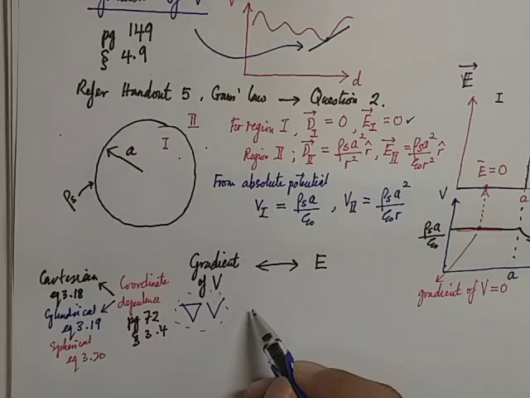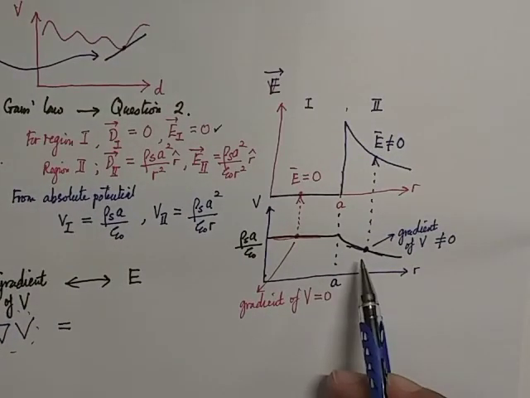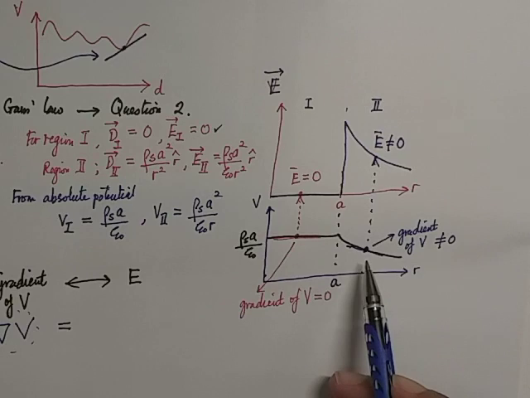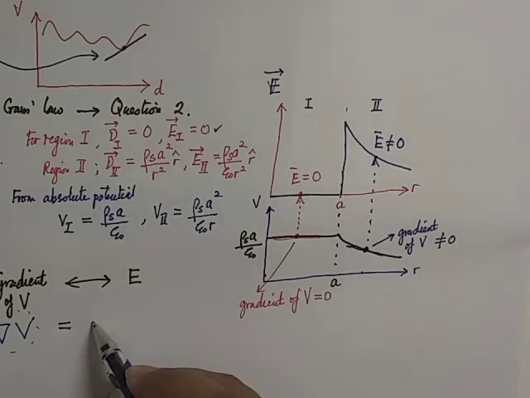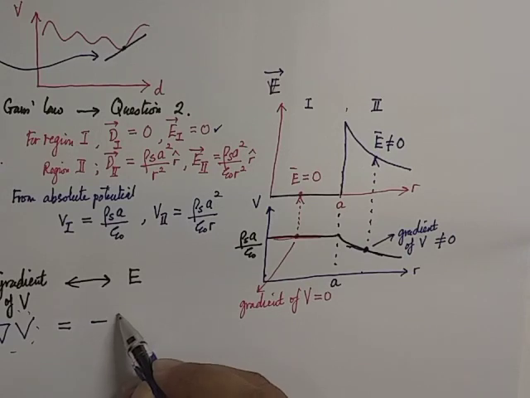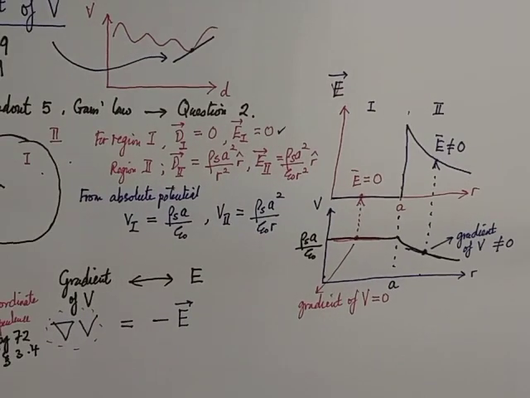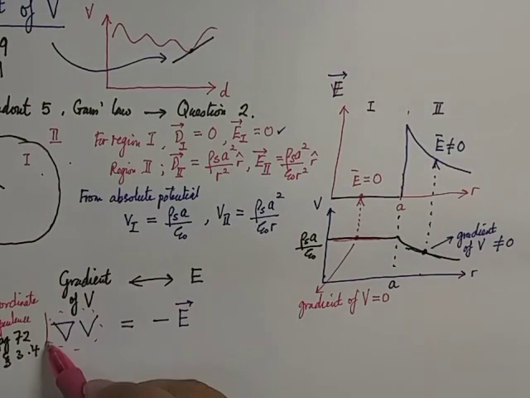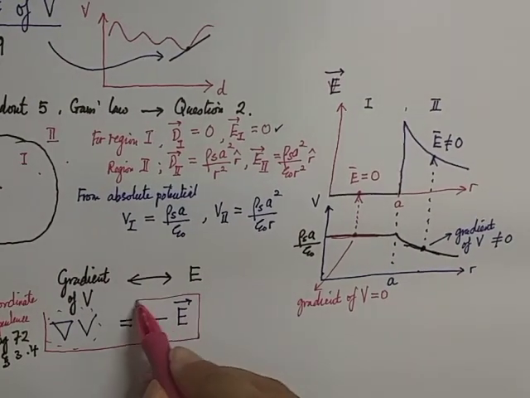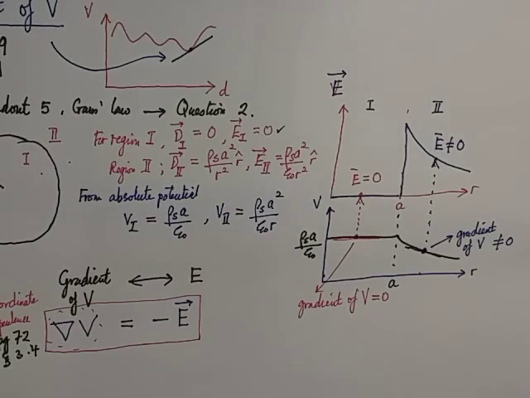Okay, what about the electric field now? From our graph, the slope here is negative. So what we can say is that the gradient of V should be the negative of the electric field. That is the way we relate the gradient of V to electric field. This is a very important equation that we will use a lot in our problems, so it should be an important equation for us to utilize.